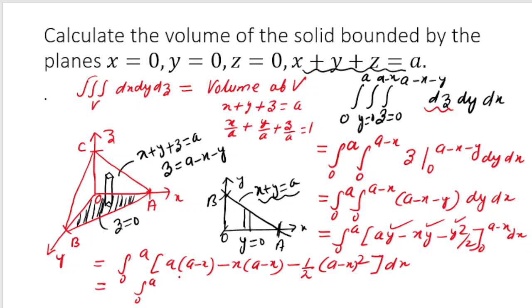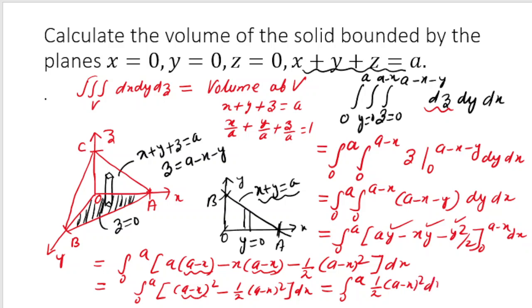So 0 to a. See, if you have this thing, you have a minus x. So if you take a minus x common, you will get a minus x into a minus x. Let me write it one more time. So I will get a minus x square and minus half a minus x square dx. So we can further simplify. A minus x square minus half a minus x square is 0 to a, and it will be half a minus x square dx. Okay.